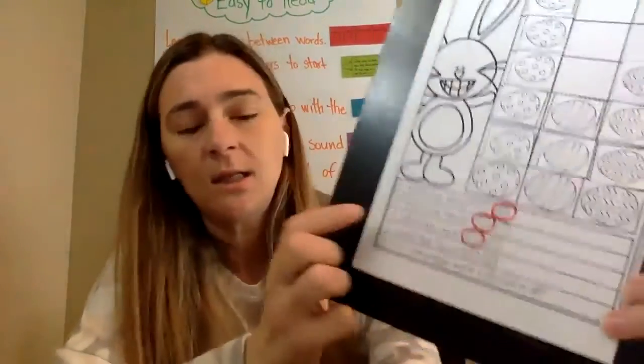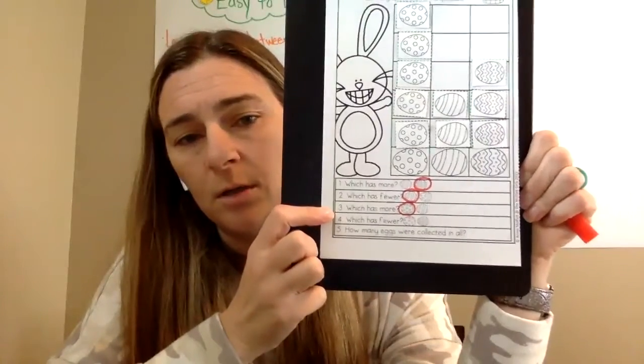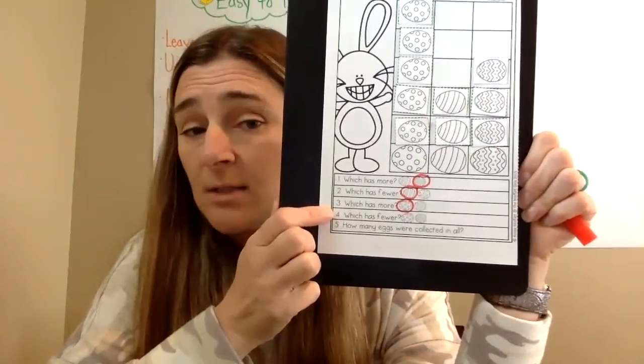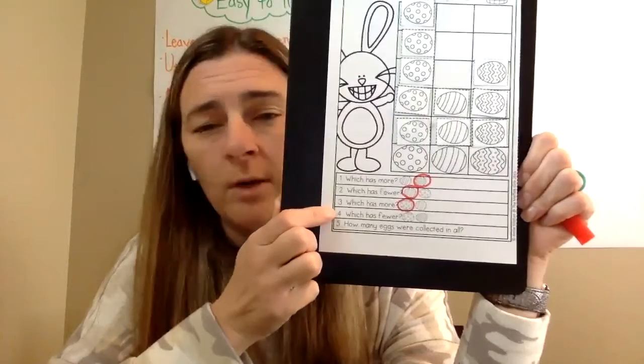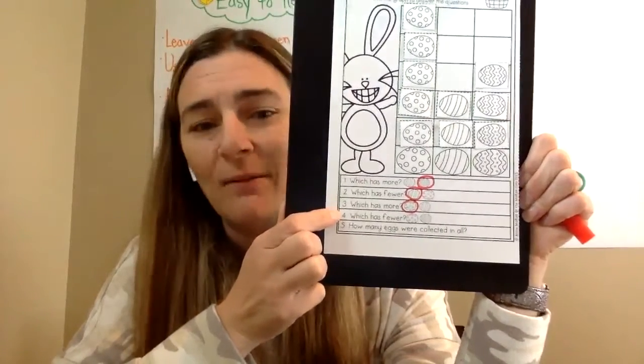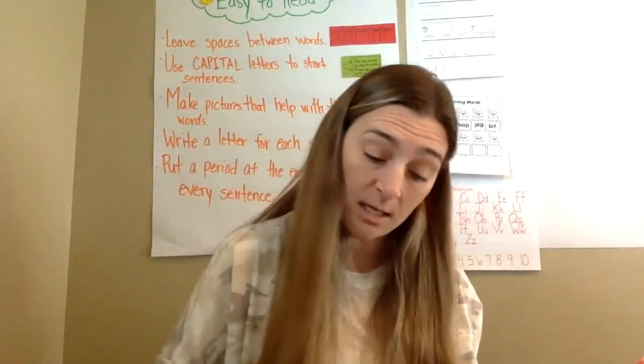And then look, here's our question again. Which has fewer? Is it the dots or the egg that has the squigglies? Which has fewer? Remember, what did we say fewer meant? Less. Good job. You're right. It's the egg that has the squiggly lines.